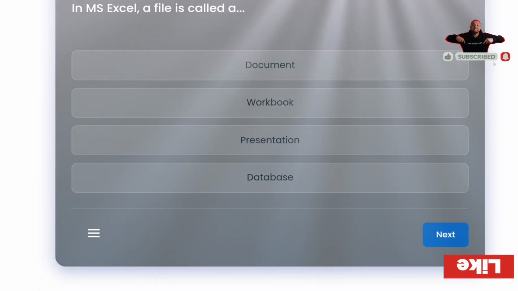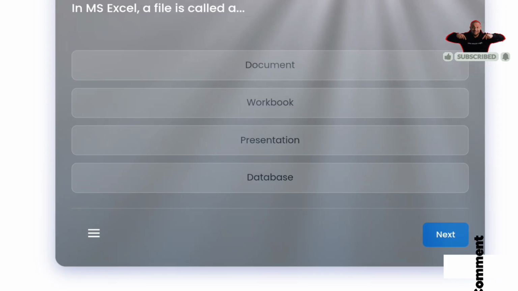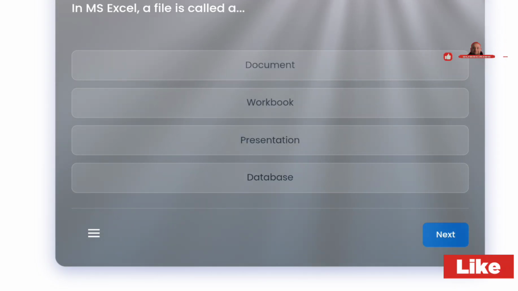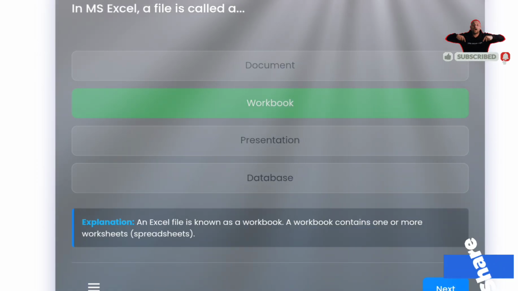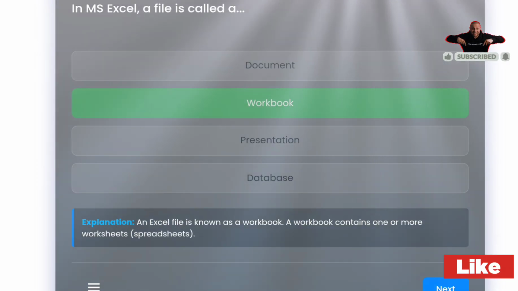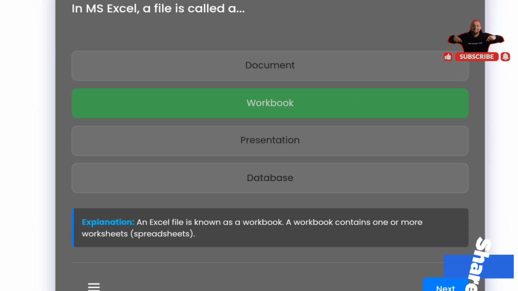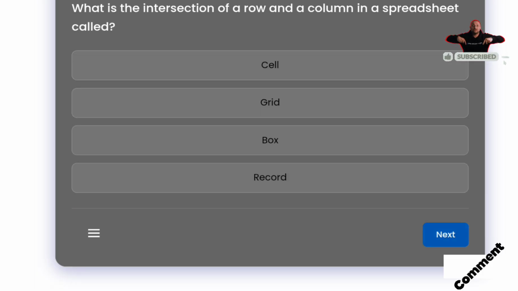Next question. In MS Excel, a file is called a क्या बोलते हैं वो? Workbook. An Excel file is known as a workbook. A workbook contains one or more worksheets. Next question.